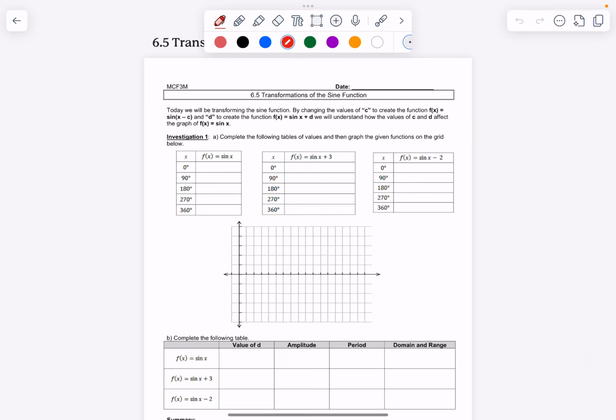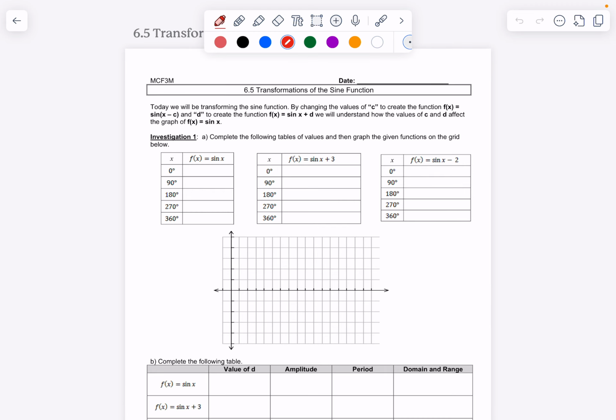So in today's lesson, 6.5, we're looking at the transformations of the sine function. Specifically today, we're going to be looking at both vertical and horizontal shifts. I'm sort of jumping ahead by saying that, but the reason I'm saying it is because I really want you to build connections from what you've already done when we did the quadratic unit.